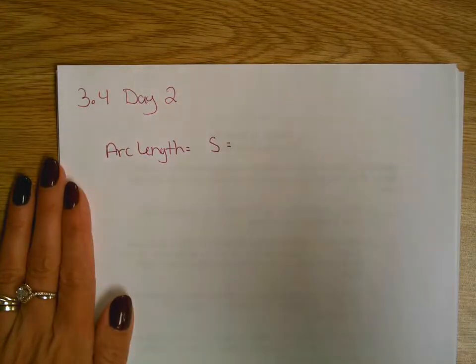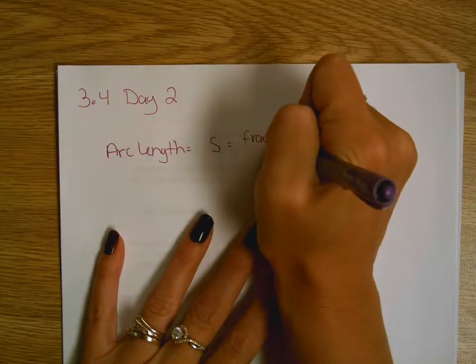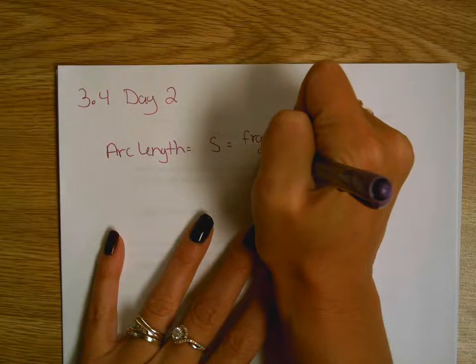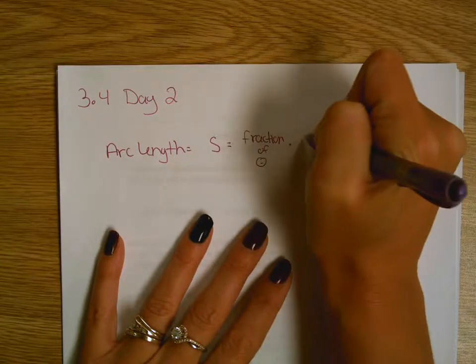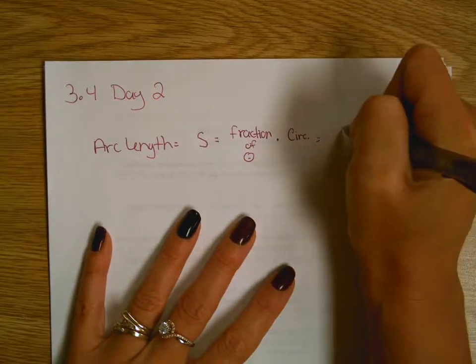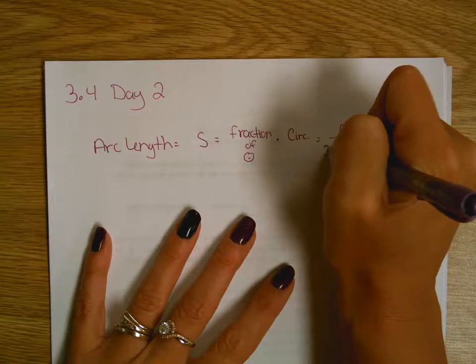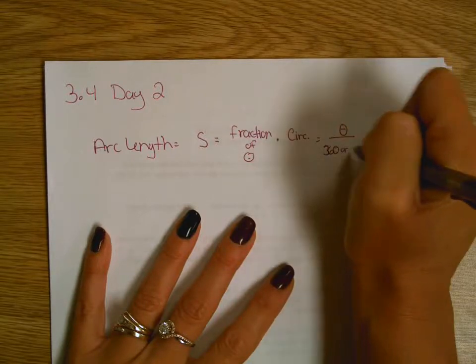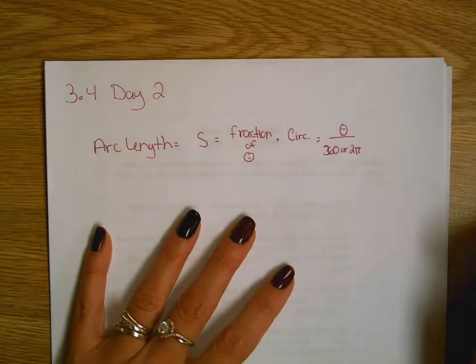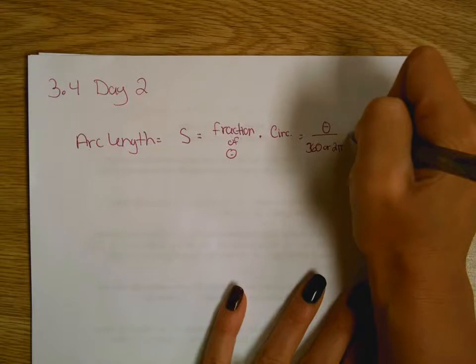And our idea to get arc length was the fraction of the circle we were using times the circumference. So it was fraction of the circle times circumference. To get the fraction, it was our theta divided by either 360 or 2 pi, whatever matched our angle measure, and then times 2 pi r.